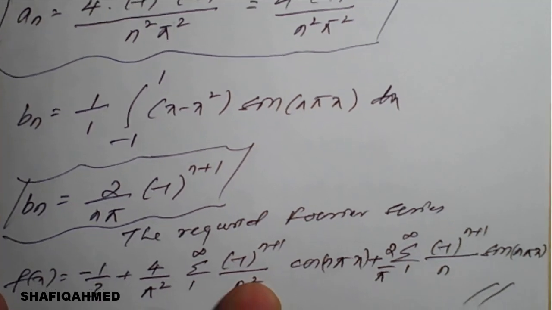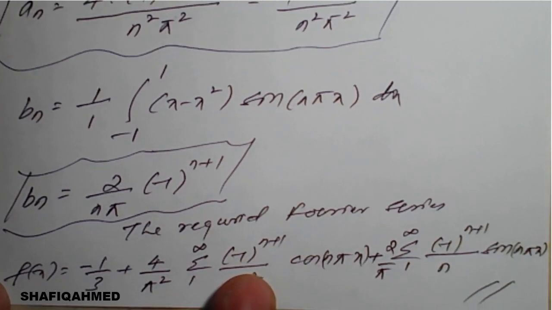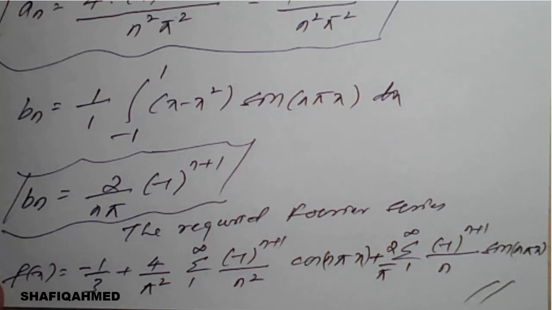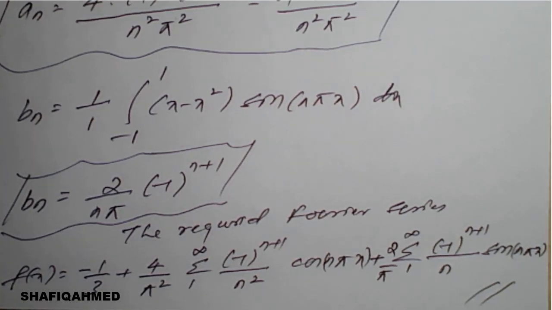So in this way you need to calculate and apply the formula. You have to be careful while applying the formula, especially the values of a naught, a_n, b_n.